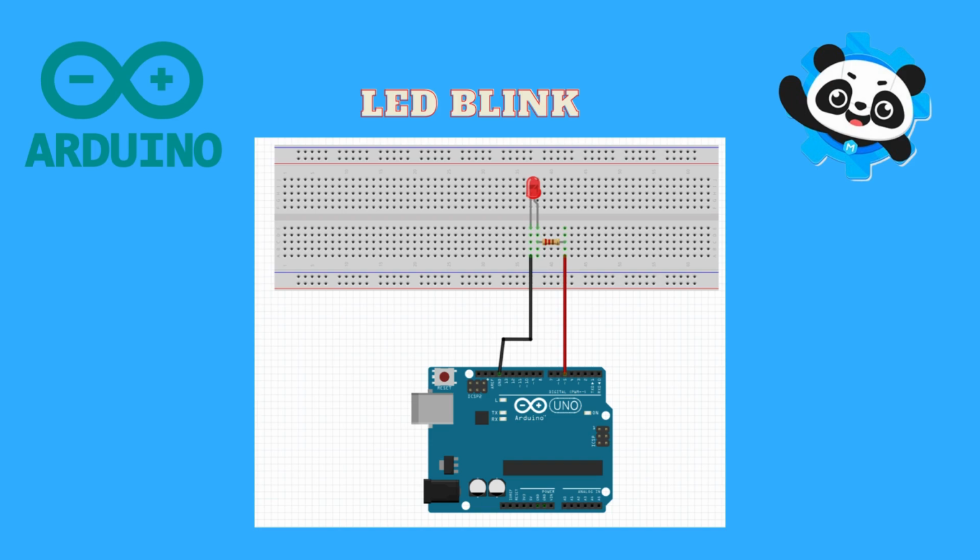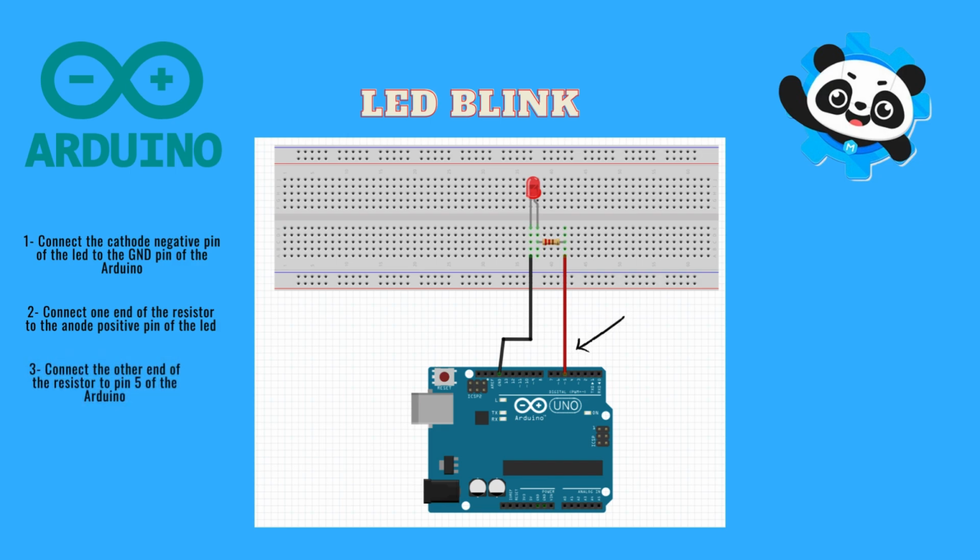Follow these steps sequentially. 1. Connect the cathode negative pin of the LED to the GND pin of the Arduino. 2. Connect one end of the resistor to the anode positive pin of the LED. 3. Connect the other end of the resistor to pin 5 of the Arduino.